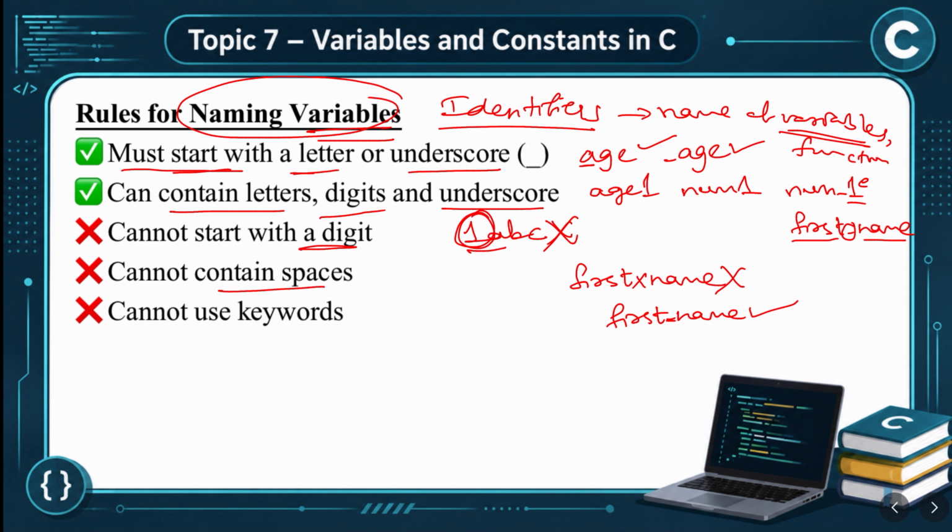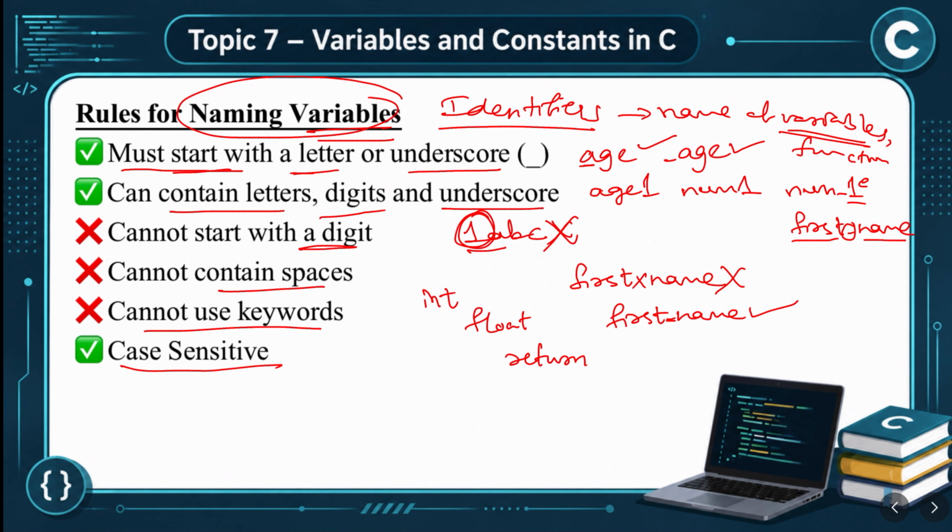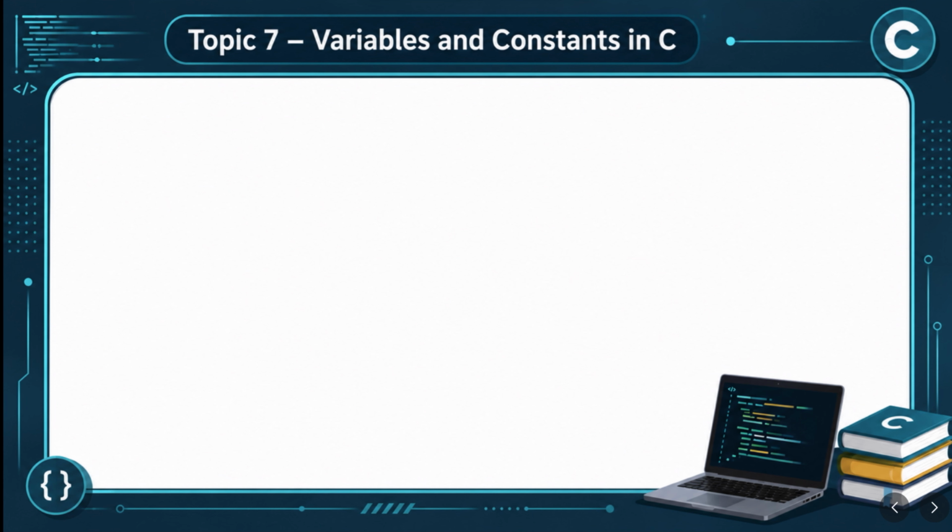Also, you cannot use keywords. Keywords, your reserved words like int, float, return, right? All the keywords should not be used as variable names. And it is case sensitive. If you declare one Marks and another marks, this is case sensitive, so both will be different. So that's all you need to remember about variables.